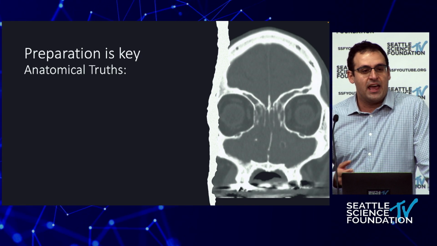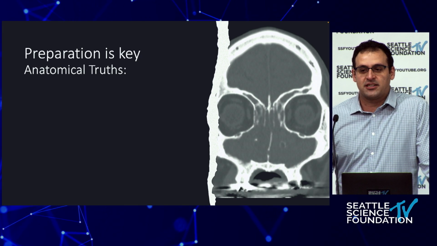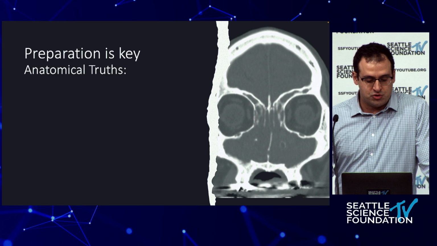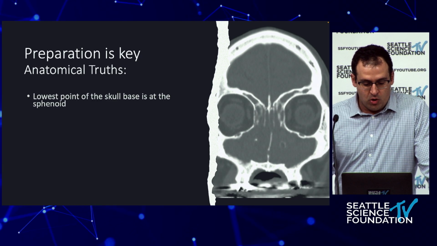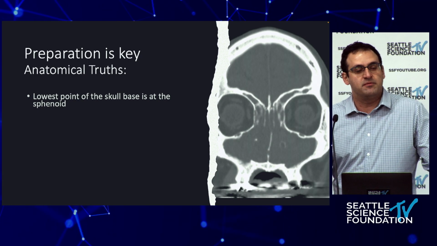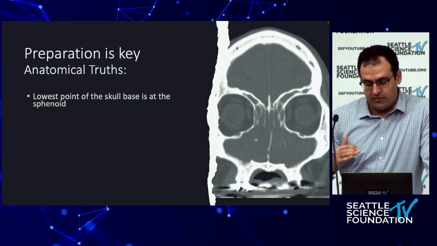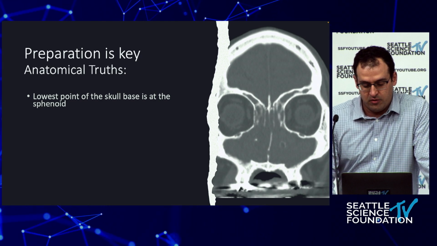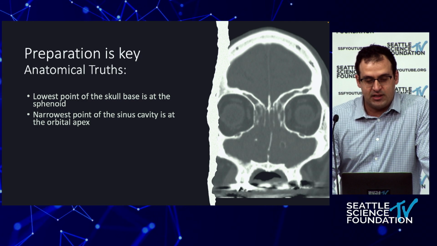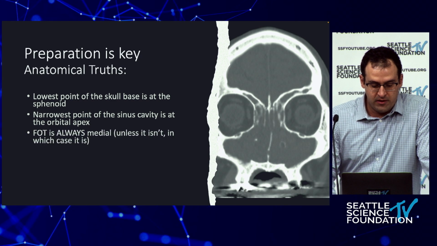So when you're looking at anatomic variations in the sinus, I think it's important to realize that those anatomic variations are just slight deviations from basic ground truths. As has been mentioned, the lowest point of the skull base is at the sphenoid, and everything comes out and forward from there. Once you reach there, you've hit the base, and you shouldn't go higher. The narrowest point of the sinus cavity is at the orbital apex. Again, like a funnel, everything comes out towards you.